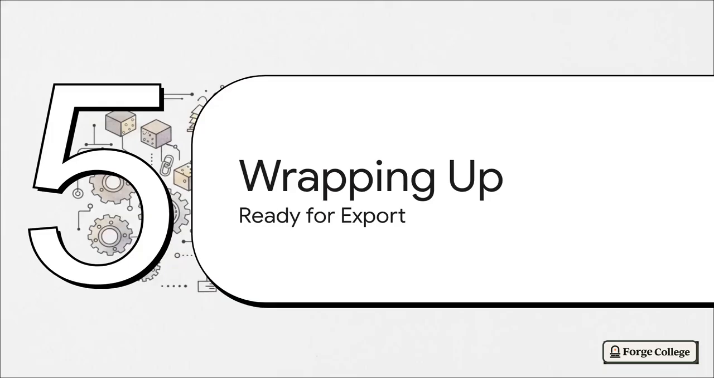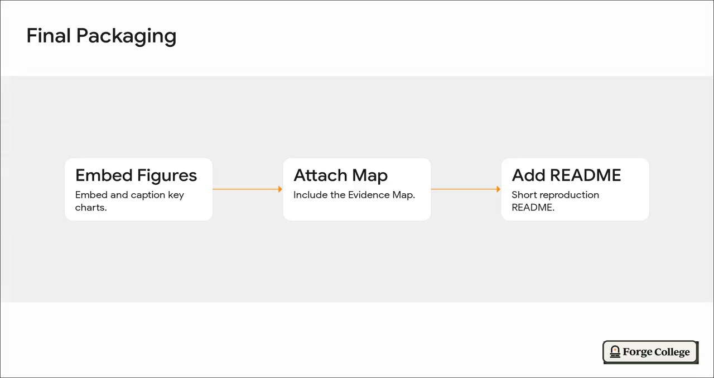Which brings us to the final step, phase 5, wrapping up the draft so it's ready for export. You've got to remember, a comparative analysis is quite literally only as good as its reproducibility. You must embed your key figures and properly caption them with the exact source CSV file names, attach that evidence map as an appendix so anyone can audit your logic from the ground up, and critically, include a short, clear README file that lists the exact commands needed to regenerate your figures. Total, 100% transparency is the goal here.